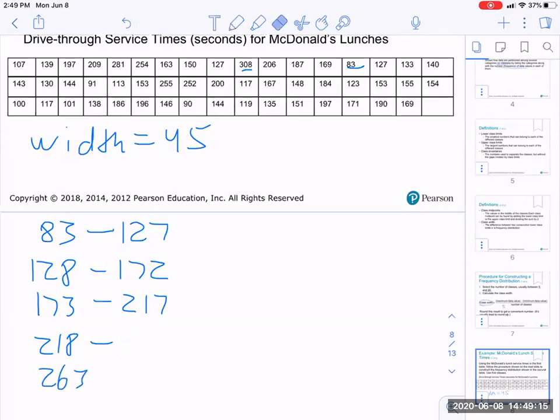262. And then I add 44. So notice in between all of these is my class width. No matter how I check, it's 45. So I have my classes.